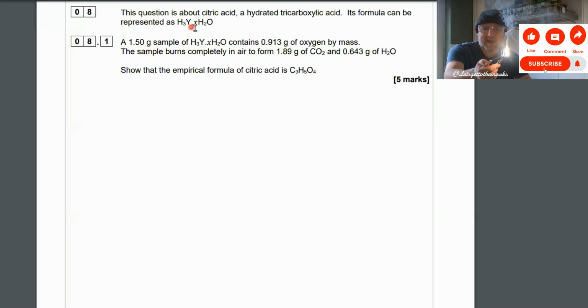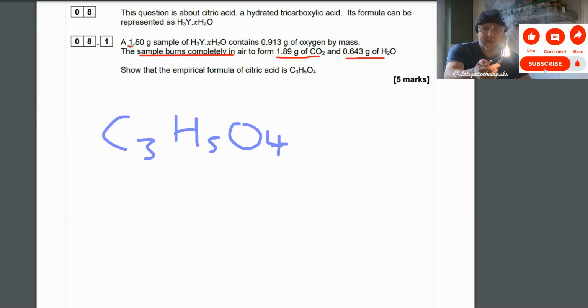This question is about citric acid, a hydrated tricarboxylic acid. Its formula can be represented as H3Y.XH2O. A 1.50 gram sample of H3Y.XH2O contains 0.913 grams of oxygen by mass. The sample burns completely in air to form 1.89 grams of carbon dioxide and 0.643 grams of H2O. Show the empirical formula of citric acid is C3H5O4.